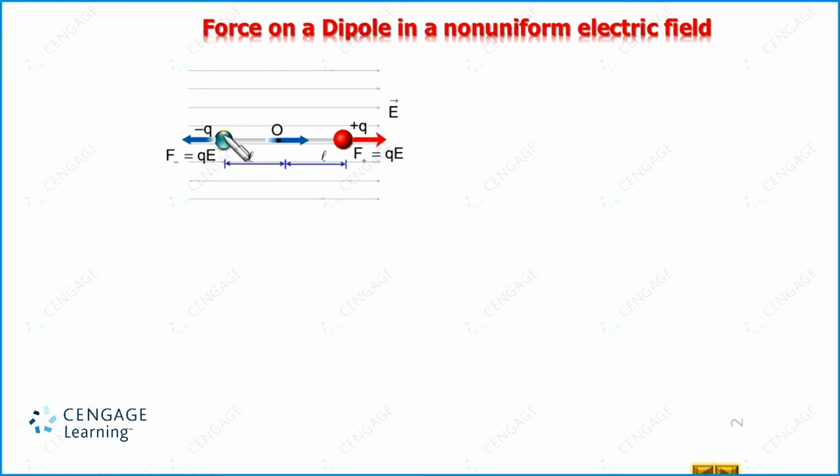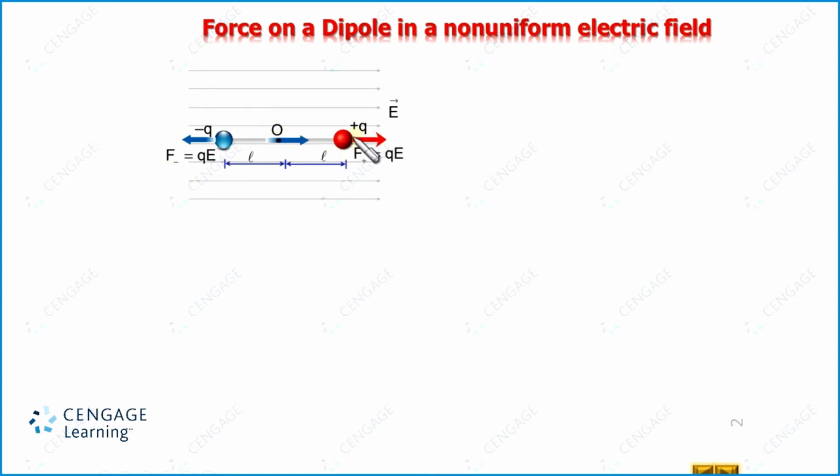This is the negative charge of the dipole, this is the positive charge of the dipole. In a dipole, charges have equal and opposite magnitude separated by a small distance. Electric field is E. That means the negative charge will experience force in the leftward direction. It will have the magnitude QE, and positive charge will experience the force of the same magnitude, that is QE, but in the rightward direction. That means net force experienced by this dipole will be 0.